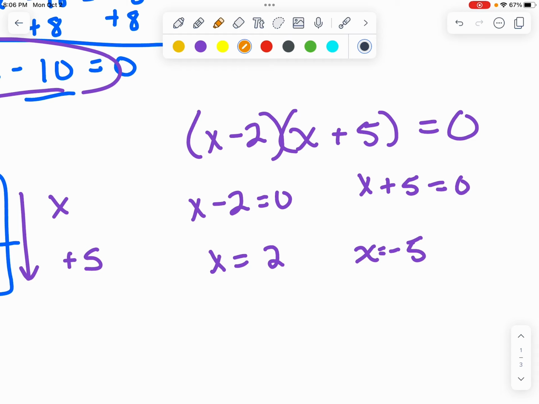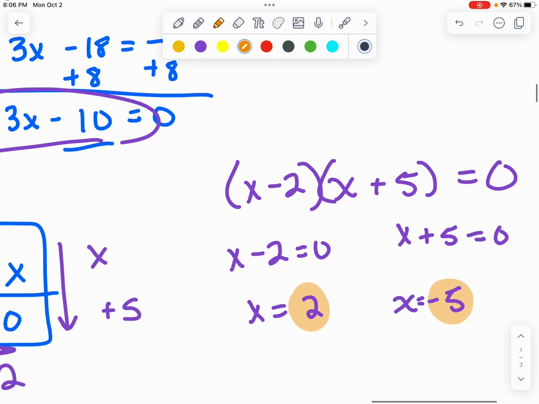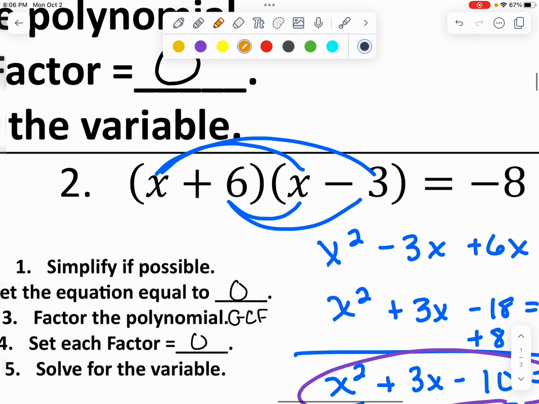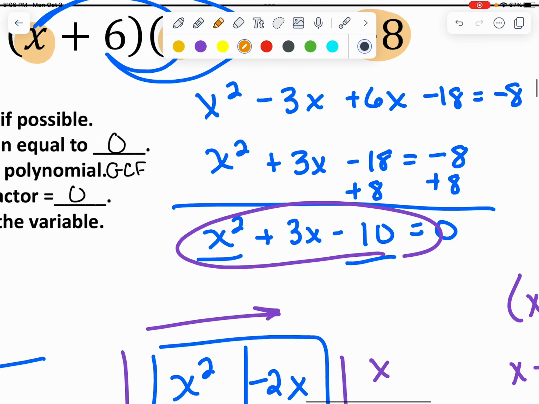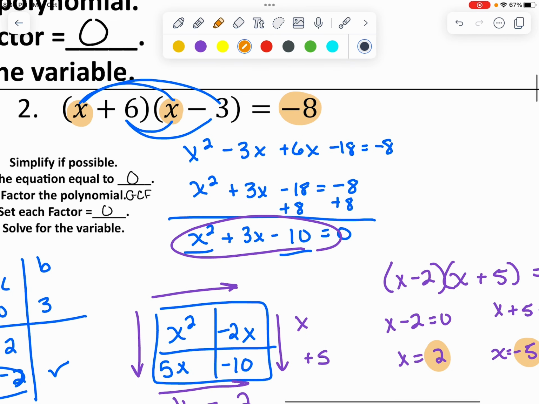Now, that means that if I took 2 or I took negative 5 and I plugged them back in here or here, guess what I would get? Negative 8. That's right. As long as you plugged in 2 and negative 5. Let's just show them real quick. Grouping people, you should be with me.